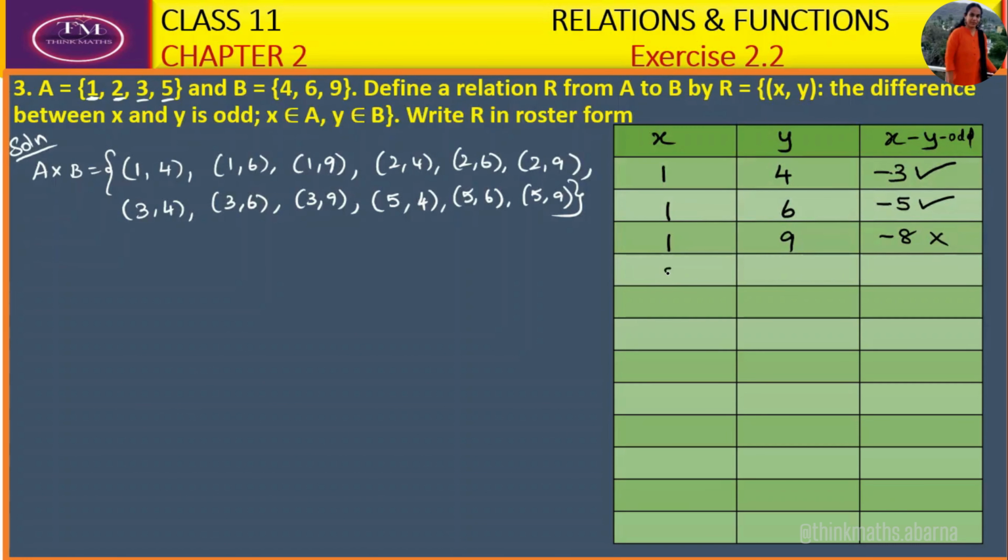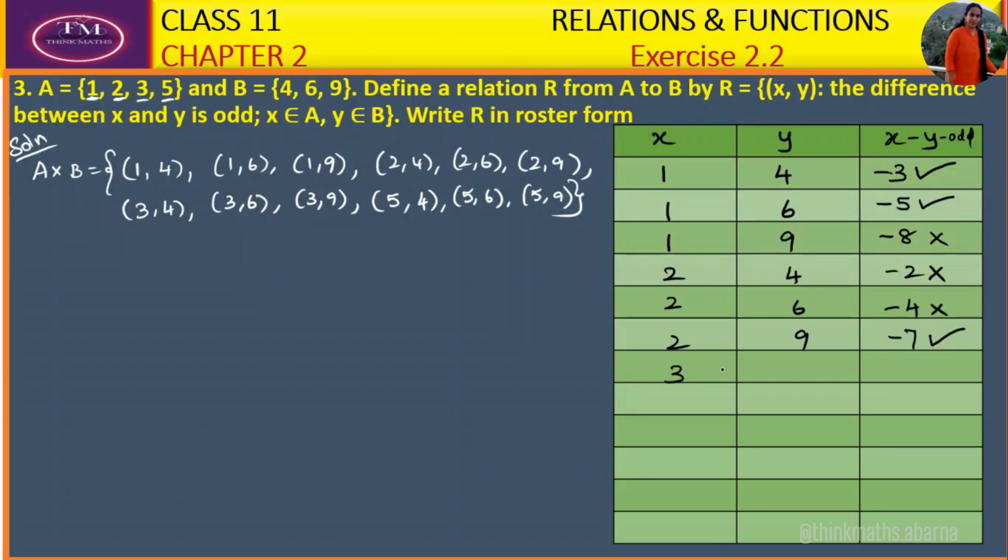Next take 2, 4. So 2 minus 4 is minus 2. So minus 2 is even number. Next 2 comma 6. What is 2 minus 6? 2 minus 6 is minus 4. This is also even. Next 2 comma 9. What is 2 minus 9? It is minus 7. Okay. So minus 7 is odd. So we can take this.